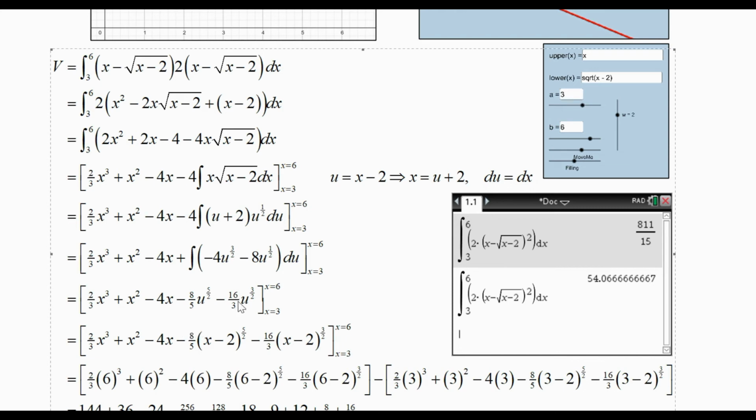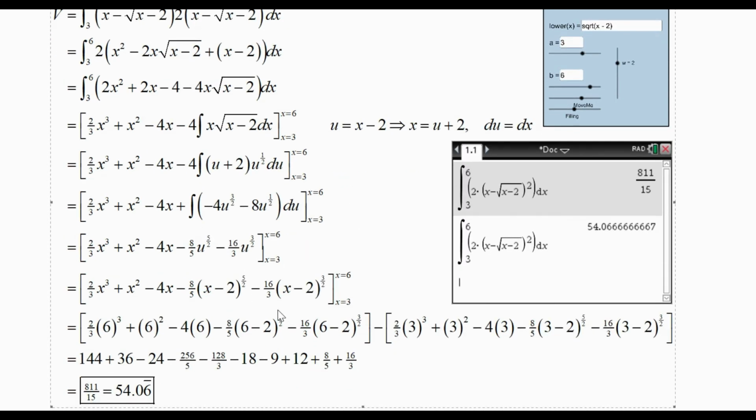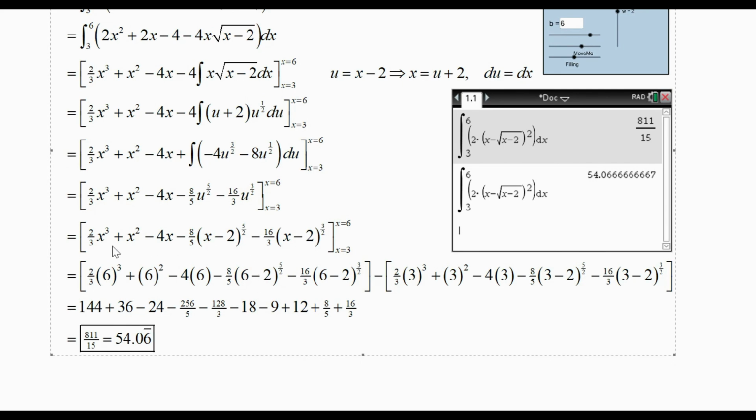Well, not quite. I need to make these u's back into x's. U is x minus 2, so I'll replace that there and there. Now we can go ahead and evaluate. Taking this expression, put in a 6, minus the same expression, put in a 3 in place of x. So that's what we have here, and then just simplify some arithmetic now.